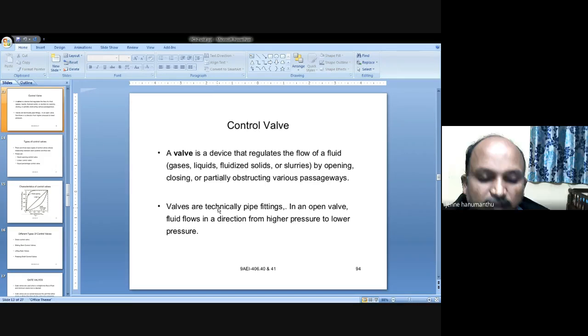So control valve is a device that regulates the flow of liquid, or fluid, or gases, or any fluidized solids or slurries, vapors. So with this control valve, we can control all these. How do you control? By opening or closing, sometimes by partially obstructing various passages. So this is nothing but a control valve, right?